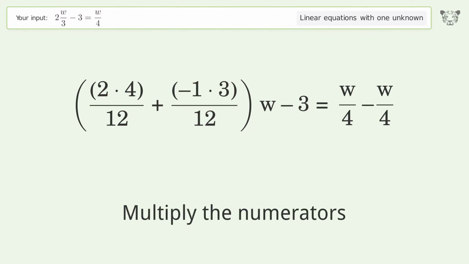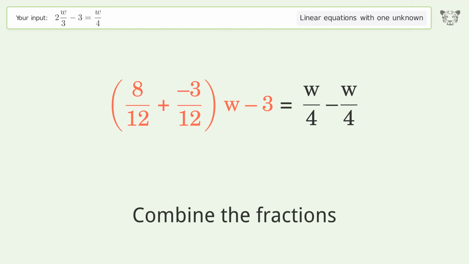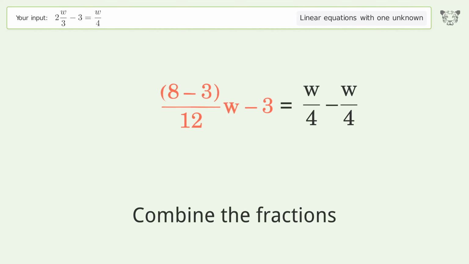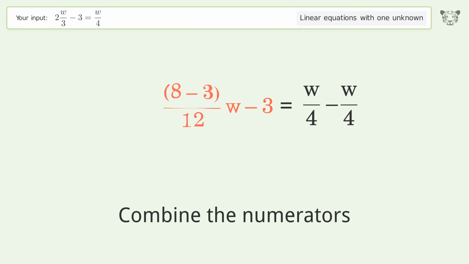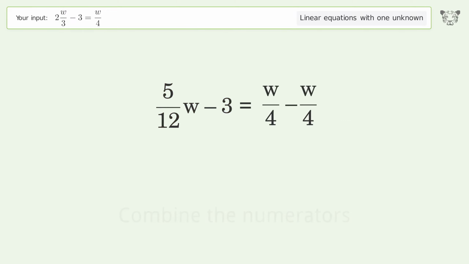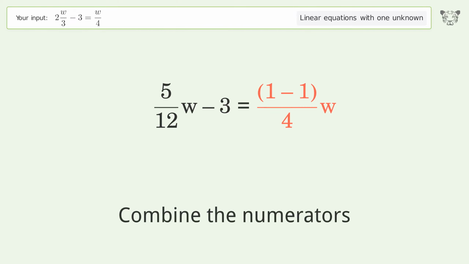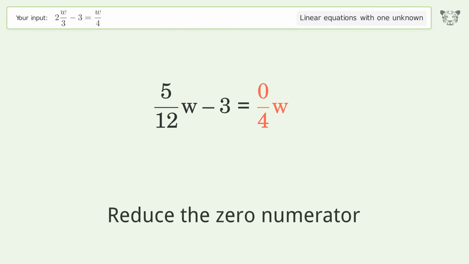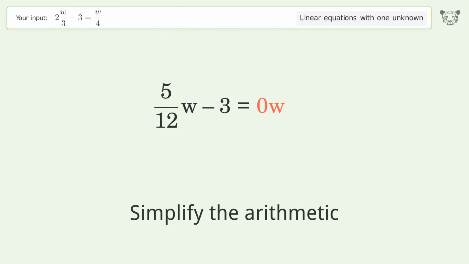Multiply the numerators. Combine the fractions. Combine the numerators. Combine the fractions. Combine the numerators. Reduce the zero numerator. Simplify the arithmetic.